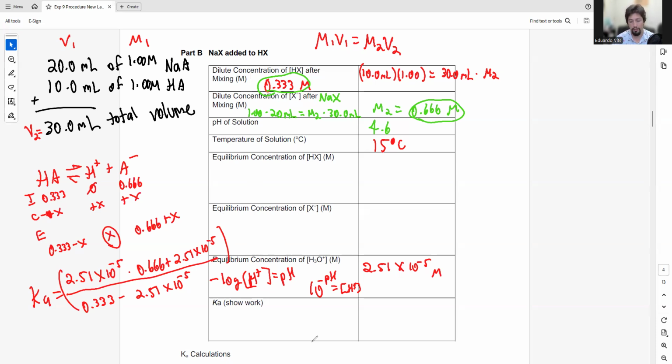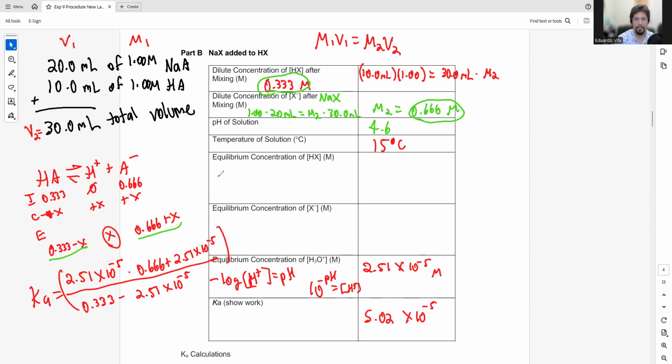Let me see what I get here with this calculation. I get 2.51 times 10 to the minus 5 times 0.666 plus 2.51 times 10 to the minus 5, and then 0.333 minus 2.51 times 10 to the minus 5. And the Ka value is now 5.02 times 10 to the negative 5. So here we go, 5.02 times 10 to the negative 5. Okay? And then to solve for these equilibrium concentrations, you just simply take these expressions right over here. Let me use another color. Take this expression, solve for it.